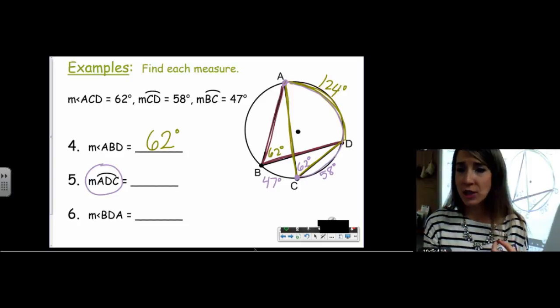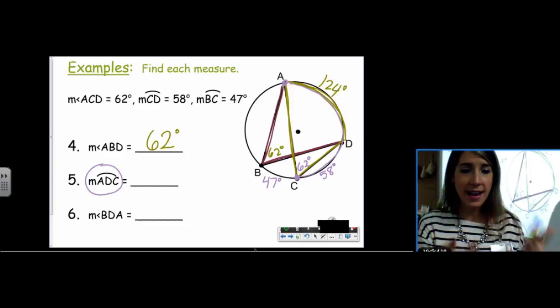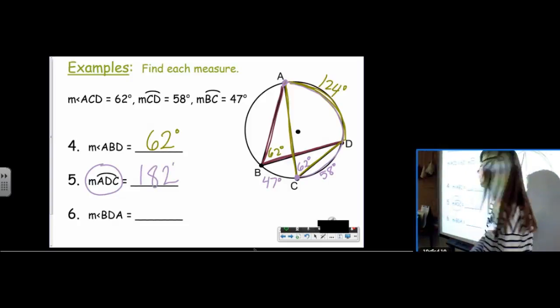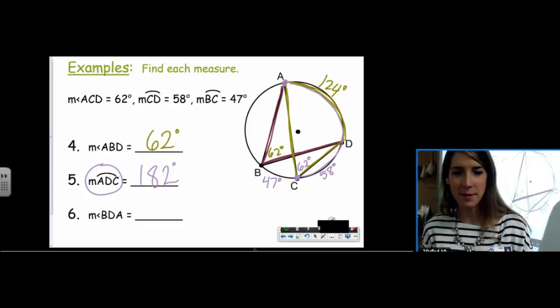Three letters, major arc. The answer has to be greater than 180. You got it? All you do is add them. You get 182, just barely squeezing by as a major arc, right?